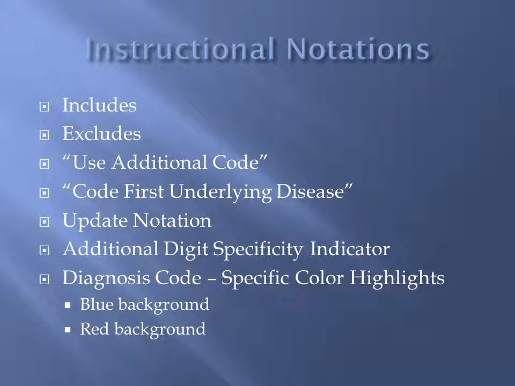The diagnostic code specific color highlights. If you see a blue background, this describes the manifestation as an underlying disease, but not the disease itself. If there's a red background, it describes circumstances that influence the individual's health but are not a current illness or injury.